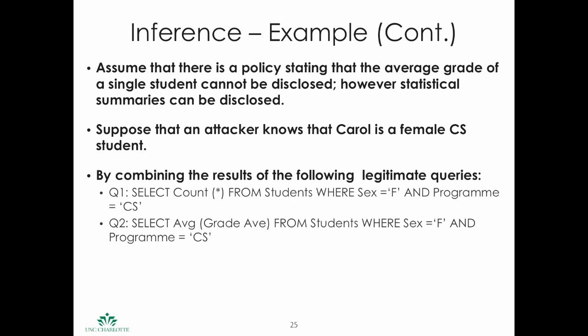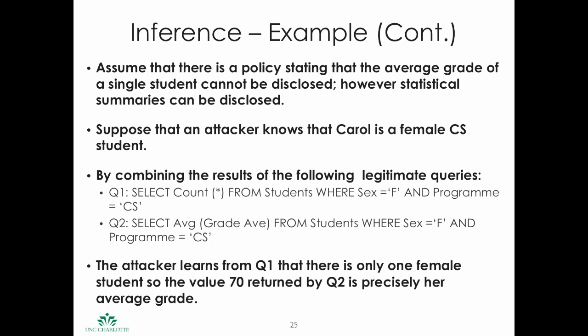Since there is just one female student in computer science, the first query will return a value of 1. And the second query is going to return a value of 70, which is the average grade of female students studying computer science. This way the attacker learns from query 1 that there is only one female student. So the value 70 returned by query 2 is precisely that student's average grade. This way the attacker is able to retrieve sensitive information from non-sensitive data, which they were not supposed to know.